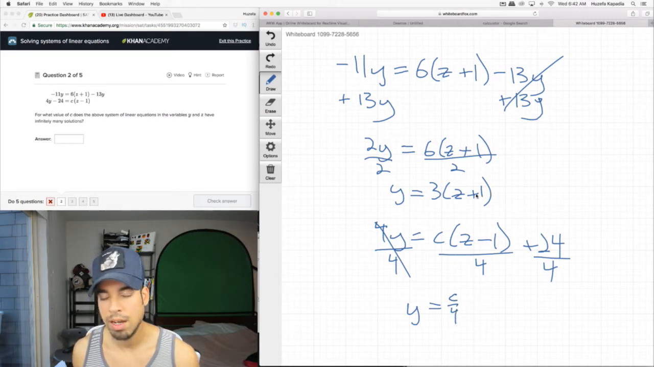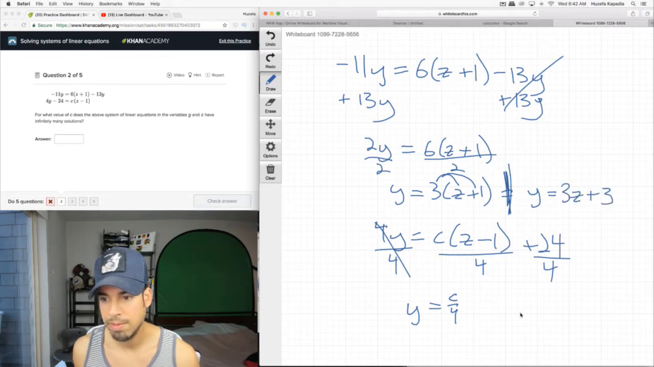times, you know what, I'm going to distribute both of these. It's going to be easier for me. So I'm going to say y equals, let's not do that. Y equals 3z plus 3. And then here I'm going to, now that we got this 4, I'm still going to distribute like this. And I'm going to say c over 4 times z minus c over 4 plus 6.